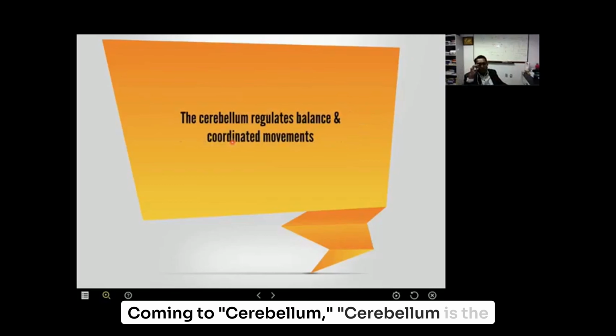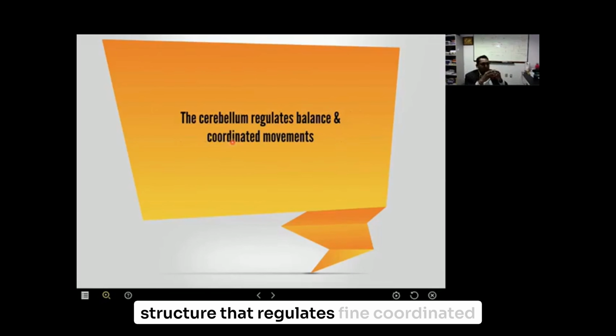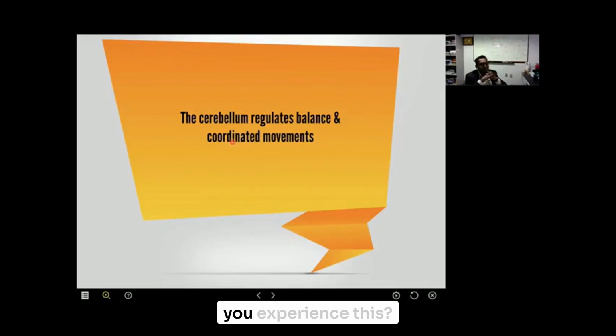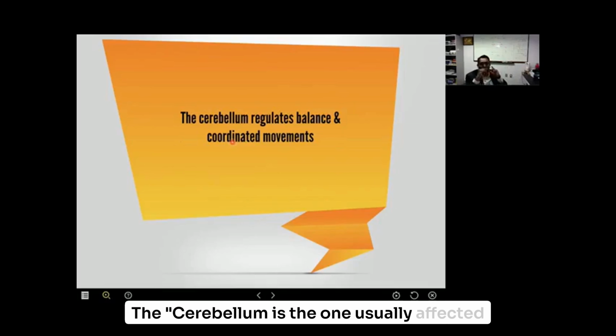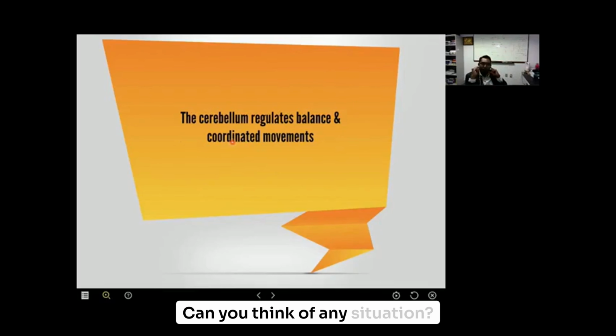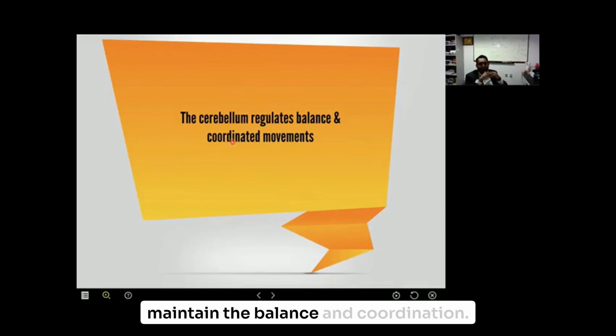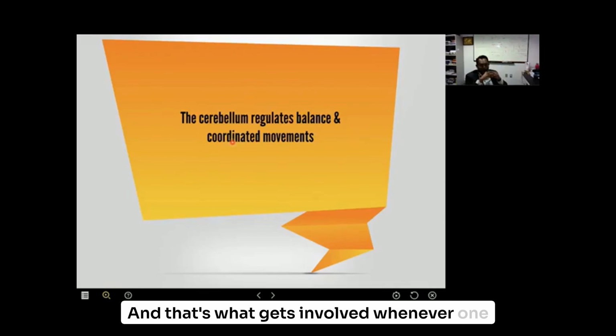Coming to the cerebellum, the cerebellum is the structure that regulates fine coordinated movements like your balance, and coordinated movements like when you're trying to catch a ball. Can you think of a temporary situation where you experience this? Well, that's because the cerebellum is the one usually affected in those circumstances. Can you think of any situation? Yeah, you're right. Friday nights, you know what I'm talking about. The cerebellum is responsible for maintaining balance and coordination, and that's what gets involved whenever alcohol is involved.